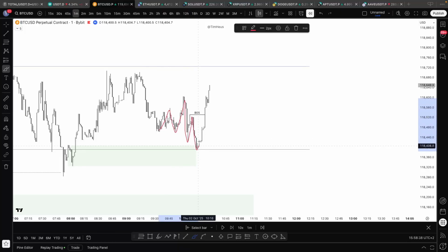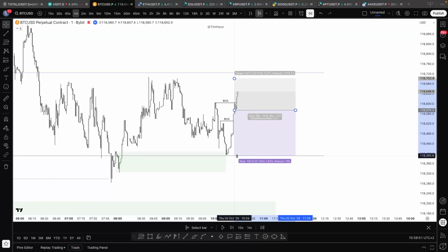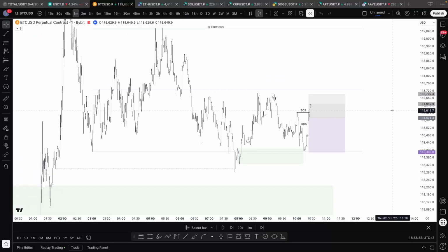So you can enter a part of your position right there, and another part of your position right here at the higher time frame break. Your average position is gonna be right here. Boom, stop goes below the tap 3, and then you're targeting the range high.